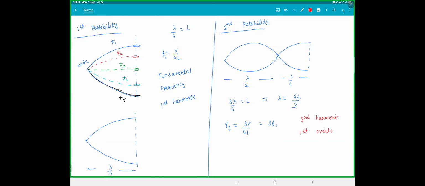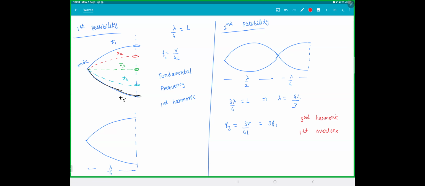This is where you start getting problems. So be careful. Every time first overtone is not second harmonic. Overtone ki definition is the frequencies after fundamental are called overtones. You're getting it? I don't care whether that is second or third or fourth. The frequency after fundamental is the first overtone. In this scenario, there is no second harmonic.